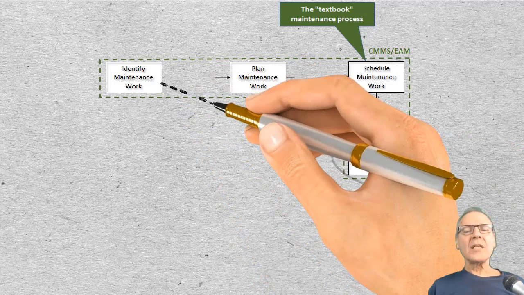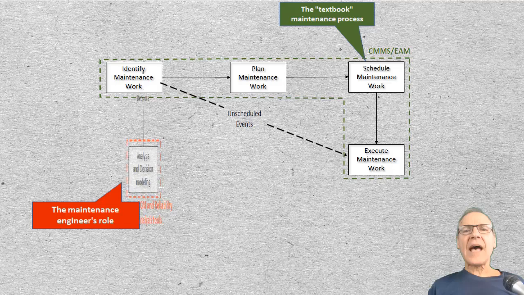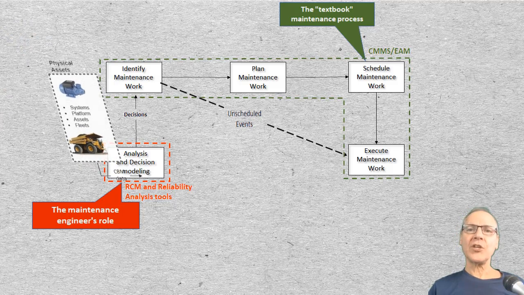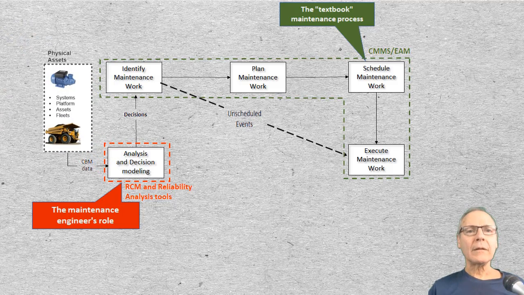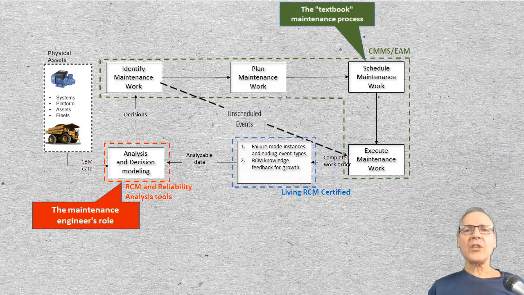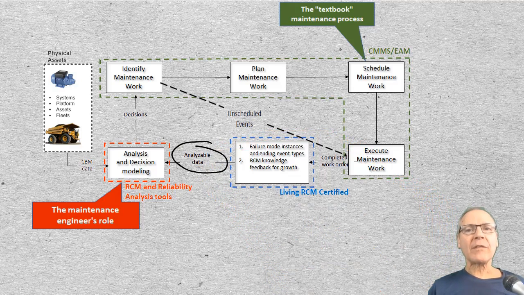Inevitably, there will be unscheduled failure events requiring immediate attention. While all this is happening, the maintenance engineer attempts to analyze and improve reliability by monitoring condition data from the physical plant. However, there is a missing block in most organizations without which there can be no analyzable age data for correlation with the CBM data.